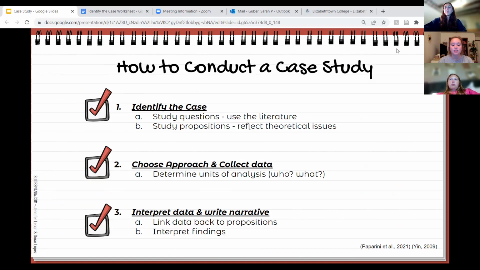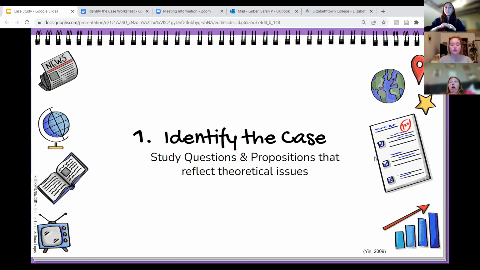The second step is to choose your approach and collect data. So you want to determine who you're studying and what your data is going to be. And then you want to interpret your data and write the narrative. You're linking the data back to your study propositions, and you're going to interpret the findings in a narrative. So the first step: identify the case.